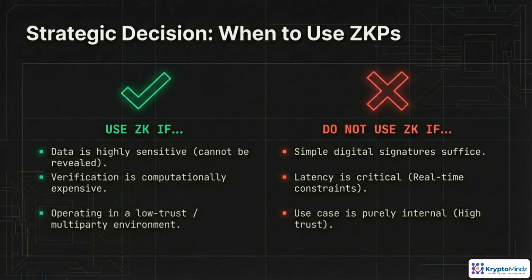Zero-knowledge proofs are a strategic tool, not a default choice. Use ZK when you must prove something about highly sensitive data without exposing it, or when you want cheap verification after expensive or complex computation, especially across low-trust, multi-party boundaries. Avoid ZK when a normal signature or MAC gives enough assurance, when you're hitting tight latency budgets, or when the system is already high trust and internal.